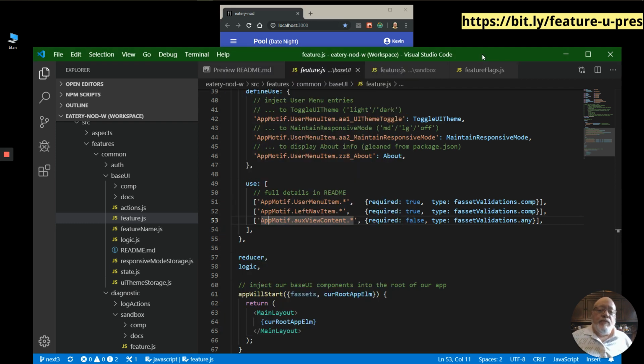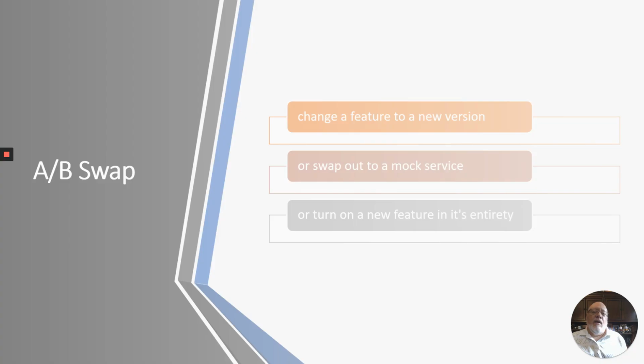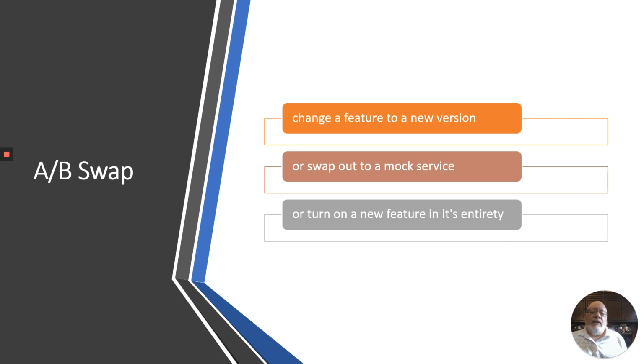So that's pretty cool. All right, the last item I would like to look at is the A-B feature swap. I mentioned this earlier. This is a very common need within feature-based development. It could be that you have, let's say, a new and improved version of a feature, but you only want to promote that feature to a select set of beta testers, as an example. Or as the example that we've already looked at, maybe you want to swap out a real service with a mock service.